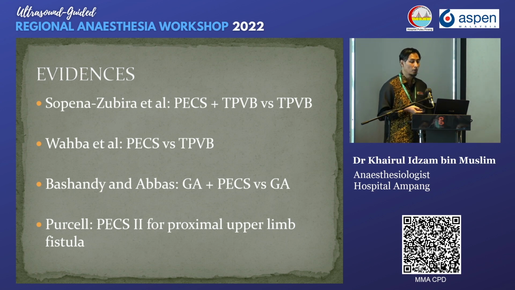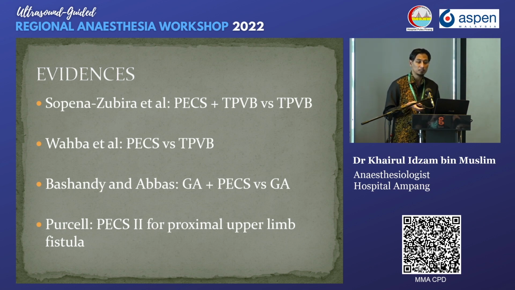Wahba then did a study comparing PECS versus thoracic paravertebral block. In this study he did 60 patients who underwent mastectomy, and he found out that it is comparable. Bashandy and Abbas did a study of 120 cases of radical mastectomy, both given GA with or without PECS block. So they found out the same.